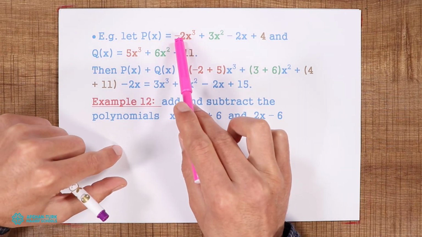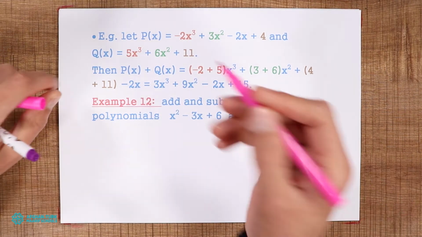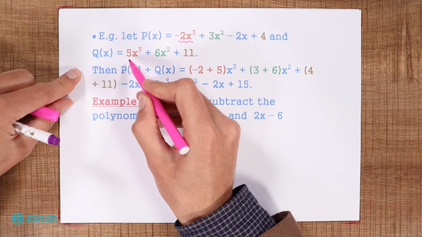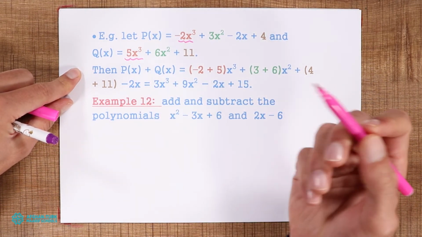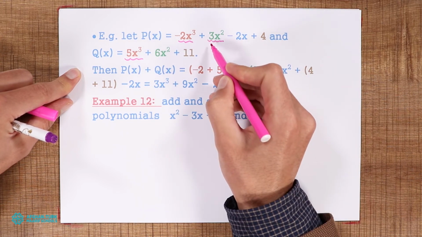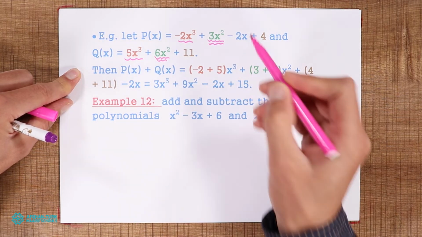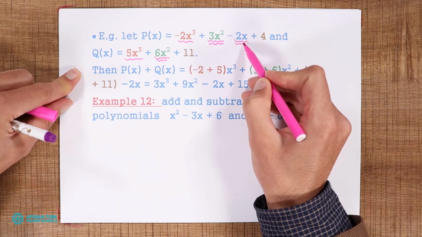For example, in here we have minus 2x to the power of 3 and 5x to the power of 3. They are like terms. And then here we have a green color term 3x to the power of 2, and also here we have 6x to the power of 2. They are like terms. Here we have minus 2x.